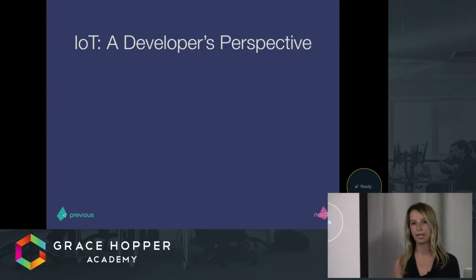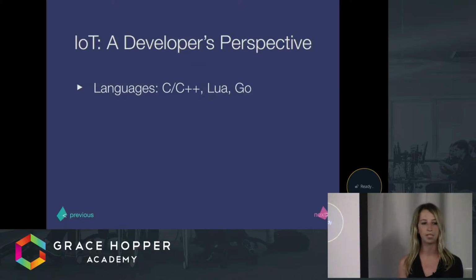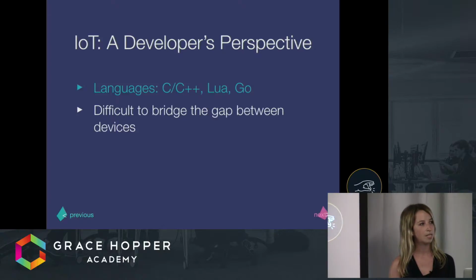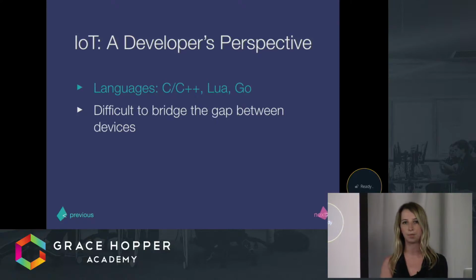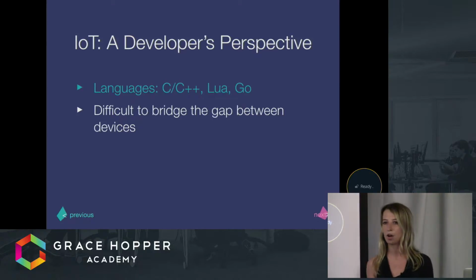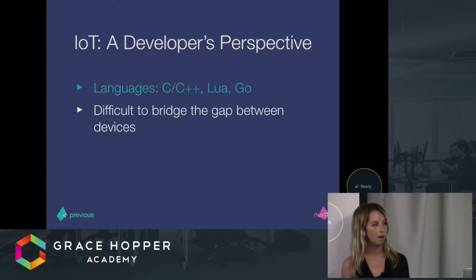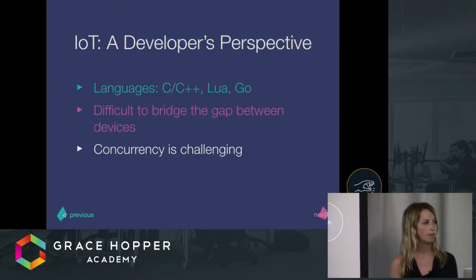So here's the current landscape right now. Most of these devices are programmed in low-level languages like C, C++, Lua, and Go. But a lot of these devices are programmed in different languages. You have a Myo wristband, for example, that's programmed in Lua. And how can you make it talk to your Arduino that's programmed in C? It's really difficult to bridge the gap between these devices unless you have a working knowledge of how all these languages interact. And concurrency is really challenging here. I mean, you're spawning multiple threads, you're trying to track what's happening. There should be an easier solution, right?